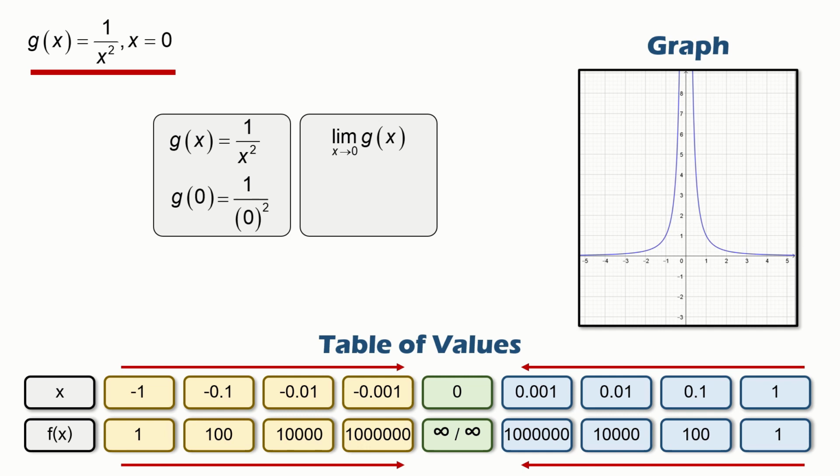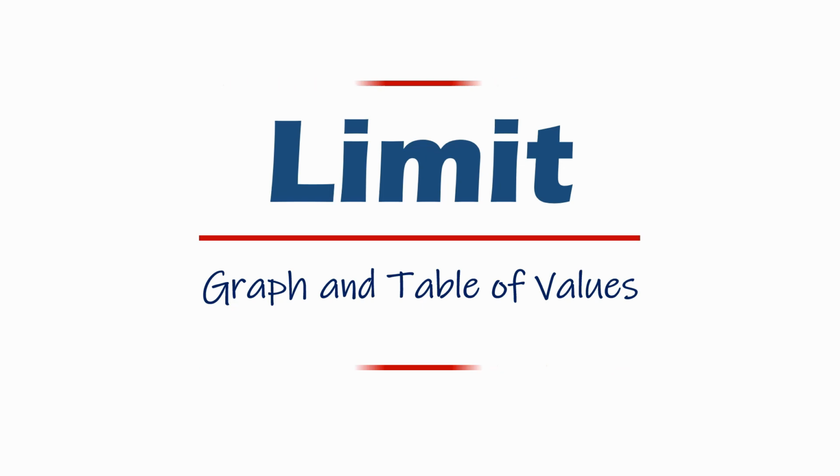Note, infinity is not a number, but it describes an idea that has no end. In this case, the function is endlessly getting larger and larger in the positive side of the number line. That's why the limit from the left and from the right is positive infinity. There you have it, the definition of limit and how to find the limit by observing its graph and table of values.